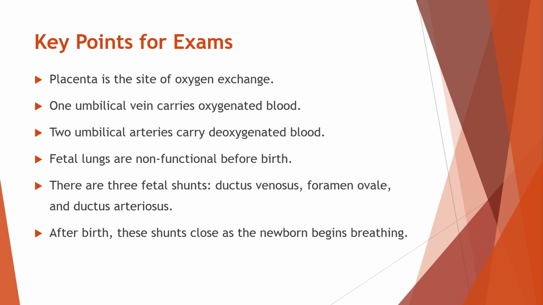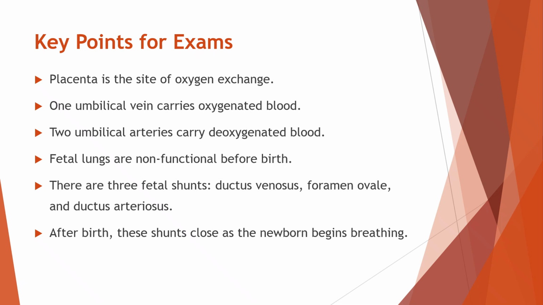Next, there is only one umbilical vein, and it carries oxygen-rich blood from the placenta to the fetus. This is a very common exam question. Now, remember that there are two umbilical arteries. They carry oxygen-poor blood and waste products from the fetus back to the placenta.